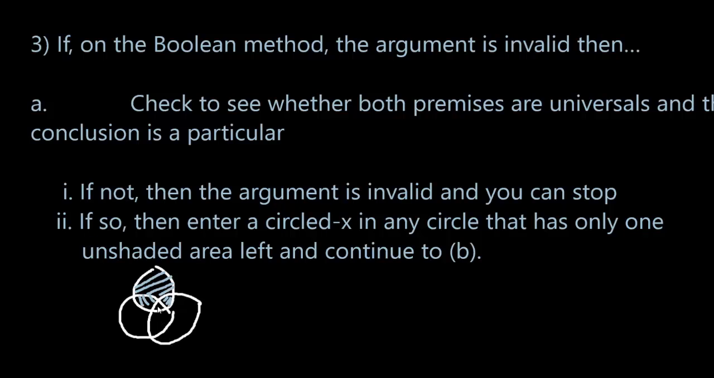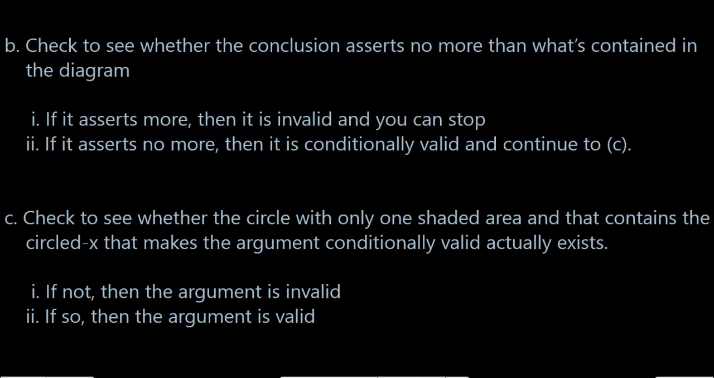If that's the case, then in this last small part, we put our circle X. So just imagine that what I'm doing here is putting the circle X in there. It's hard to tell that's what it is, but that's what I'm doing. Now that we have the circle X in the diagram, we want to check to see whether the conclusion asserts no more than what's contained in the diagram. So if it does assert more, then we know it's invalid, because then there's no way for the premises to guarantee that what the conclusion says is true. But if it asserts no more, then we say it's conditionally valid.